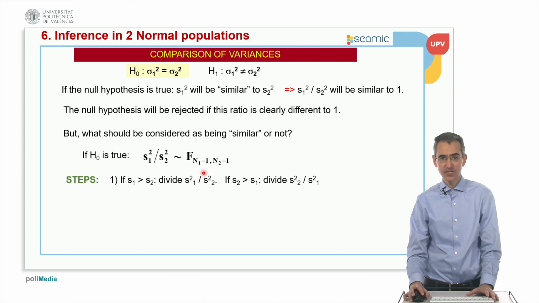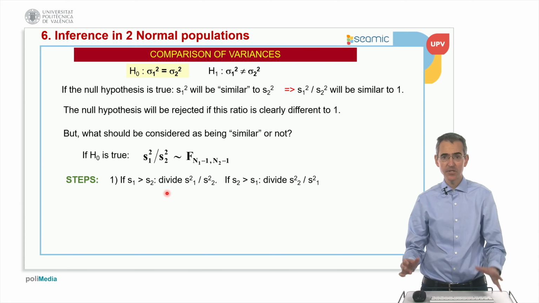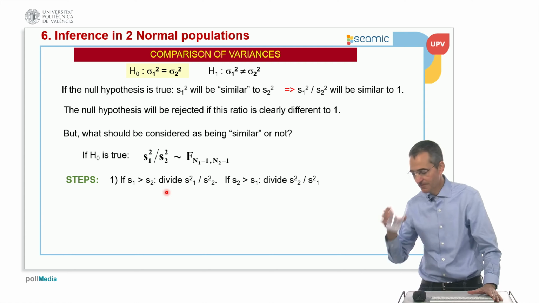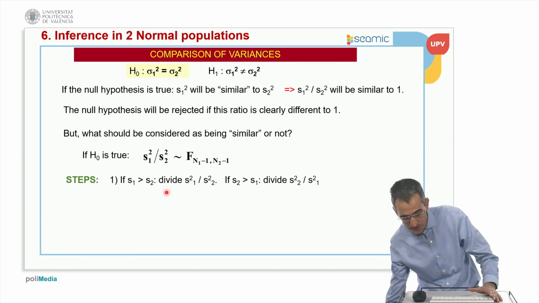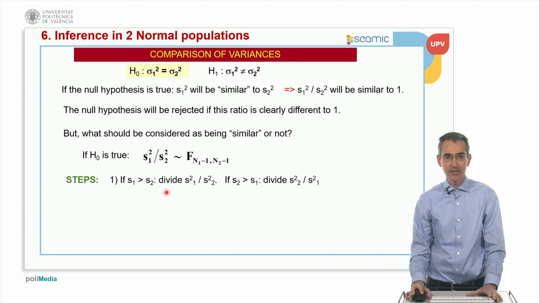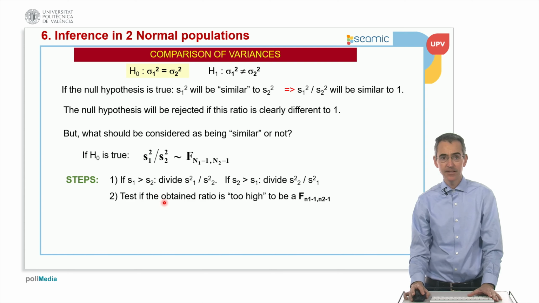So the steps for this comparison would be the following. These steps apply when we use the Fisher's table, because the critical values are on the right side. This is why we divide the highest by the lowest. So we have two samples. We divide the highest by the lowest, and then we compare it with the critical value from the Fisher's distribution, with n1 minus 1 degrees of freedom in the numerator and n2 minus 1 in the denominator.